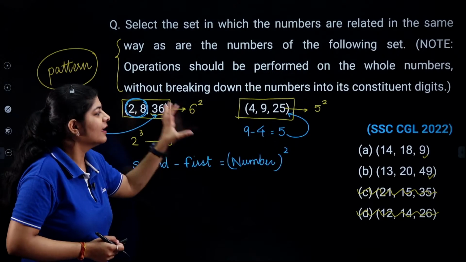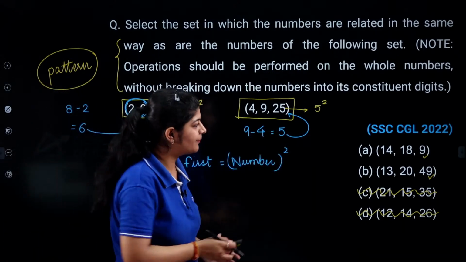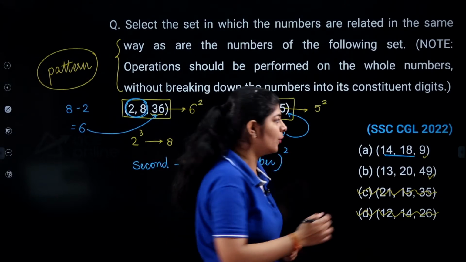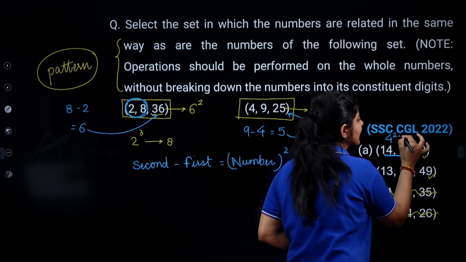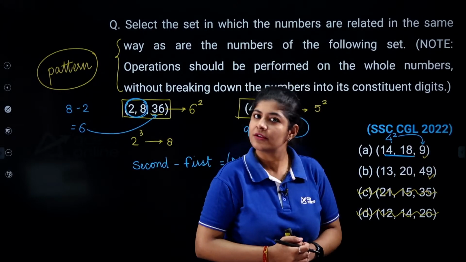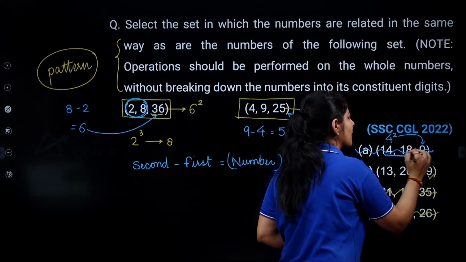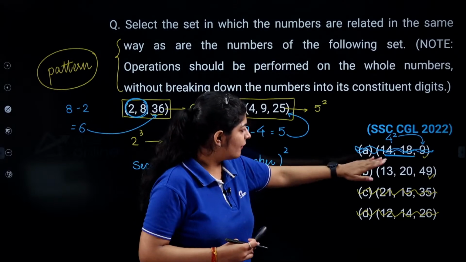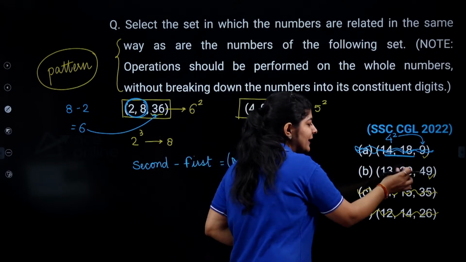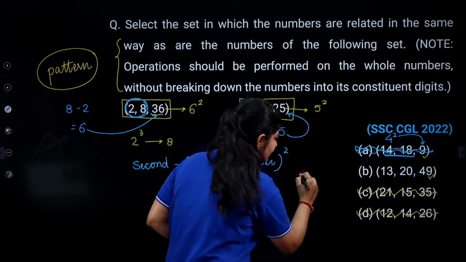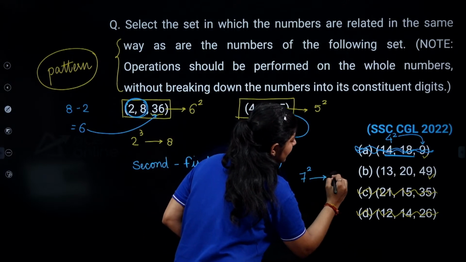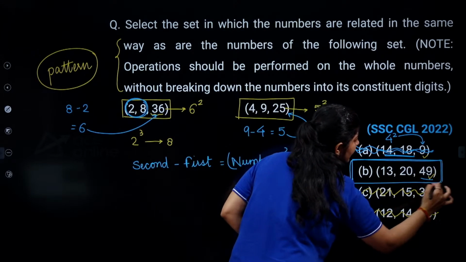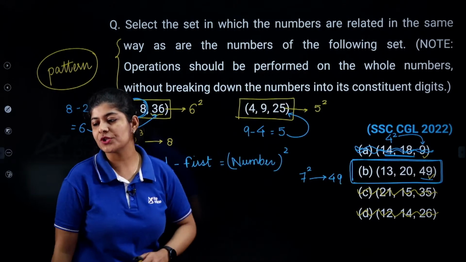Now we need to check the same logic with this option. What is the difference between these two numbers? 18 minus 14, that is 4. And what is the square of 4? That is 16. Here we have 9. So we simply eliminate this option. Now we have 4 options and 3 options are eliminated. Now we have to check this one. 20 minus 13, that is 7. And the square of 7 is nothing but 49, which is given over here. So the correct answer over here is option number B.